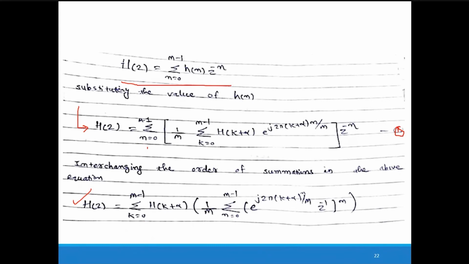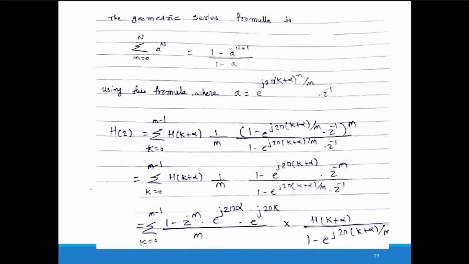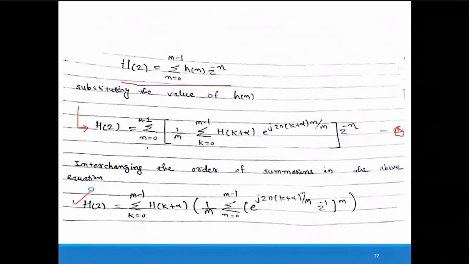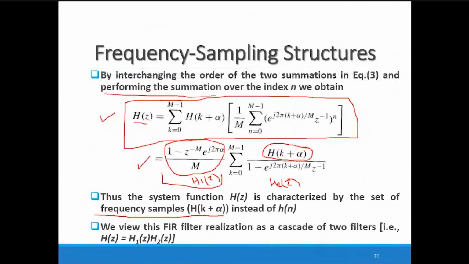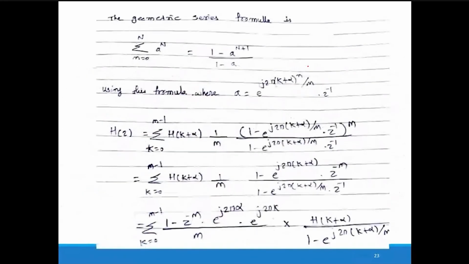Now in this equation, the second term is performing the summation over the index n. The meaning of this is that it is known as a geometric series formula. Here sigma n is equal to 0 to n, a raised to n. If this type of series is given to you, the solution is 1 minus a raised to n plus 1 divided by 1 minus a.